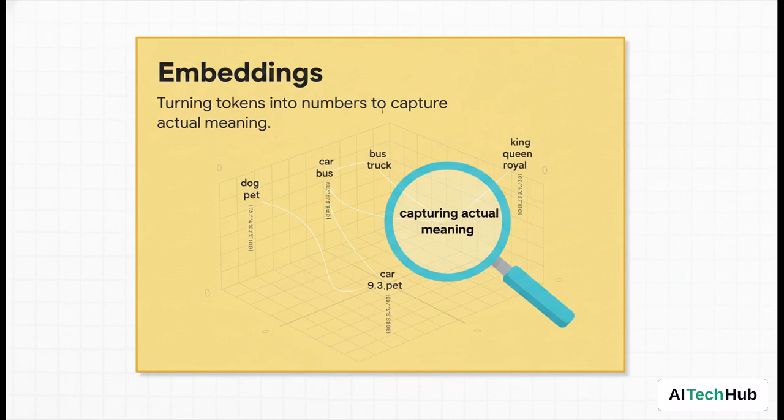Taking over right after tokenization, this technique turns each of those tokens into a list of numbers that actually captures its real meaning. Mathematically speaking, words with similar meanings end up getting positioned with similar numerical values. It's an absolute game changer because it lets a model work with real context rather than just matching identical words like some basic search bar.